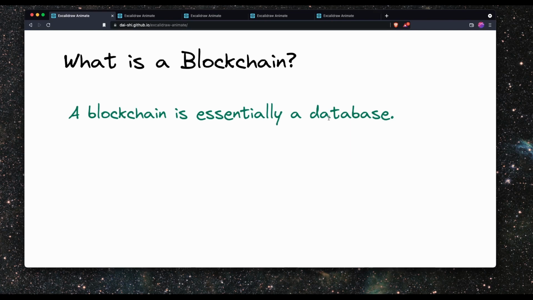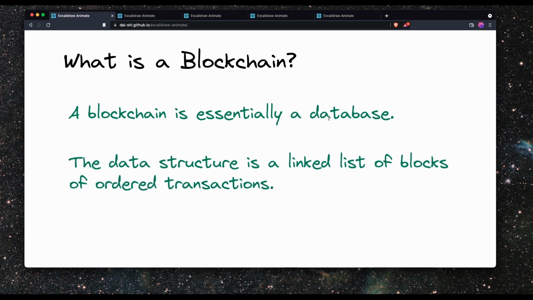Now, the best way to think of it initially, at a very basic level, is that it's essentially just a database. And the important thing about this database is that it has specific properties that make it a blockchain. One of these properties is that the data structure is a linked list. And the linked list is essentially a collection of blocks that contain transactions. And the transactions depict the change of state of the blockchain. We're going to dive deeper into that later. For now, I just want to keep the definitions at a very high level so that you can get started.